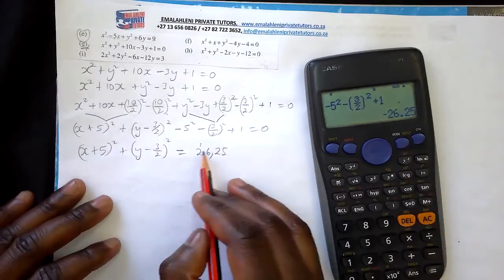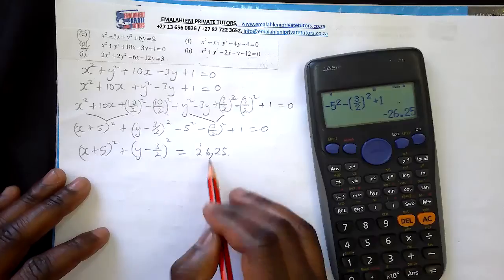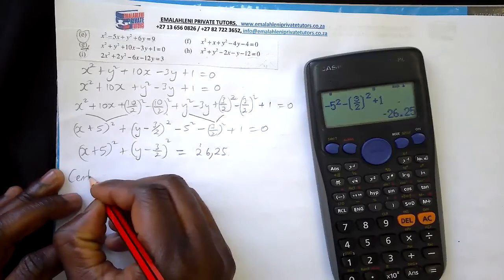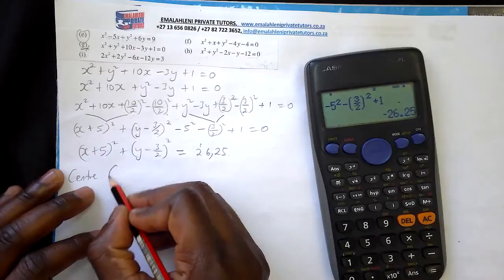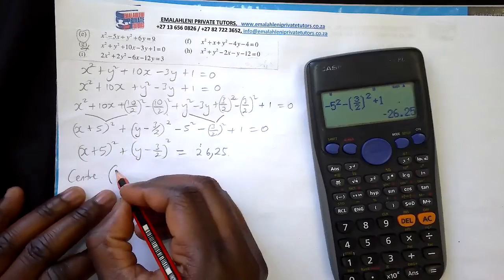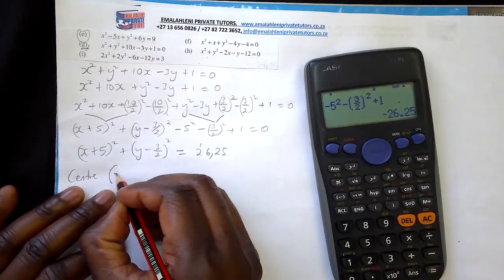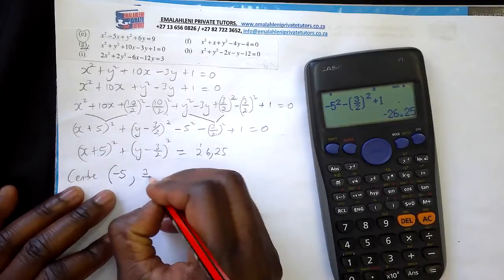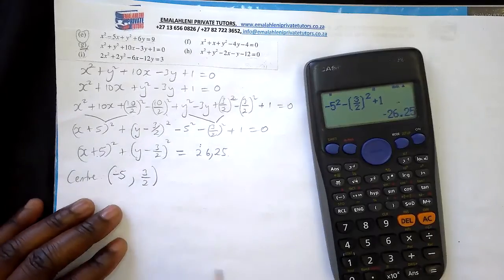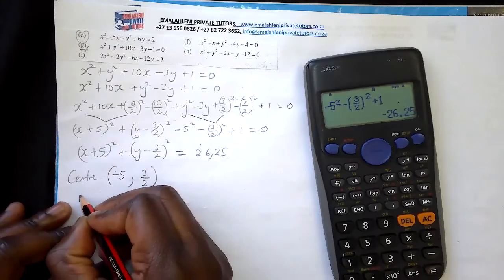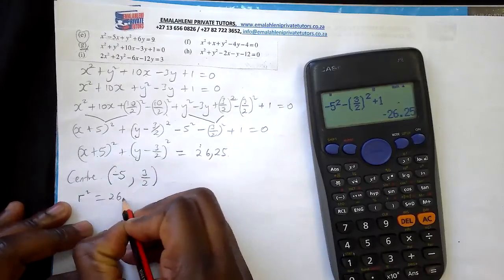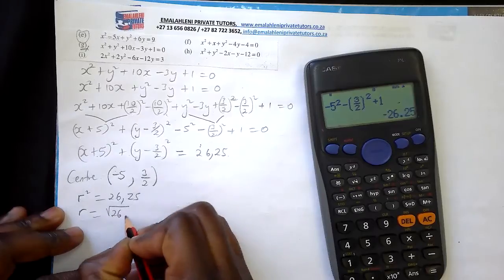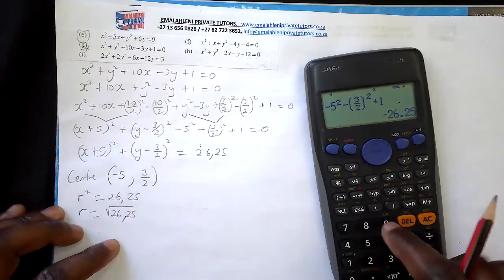So that's our r squared. We have now our center. Our center should be what? Our center should be 5, negative 5 because of the positive here, and 3 over 2. That's our center. Then our radius, our r squared, is 26.25. So our r should be equal to the root of 26.25.